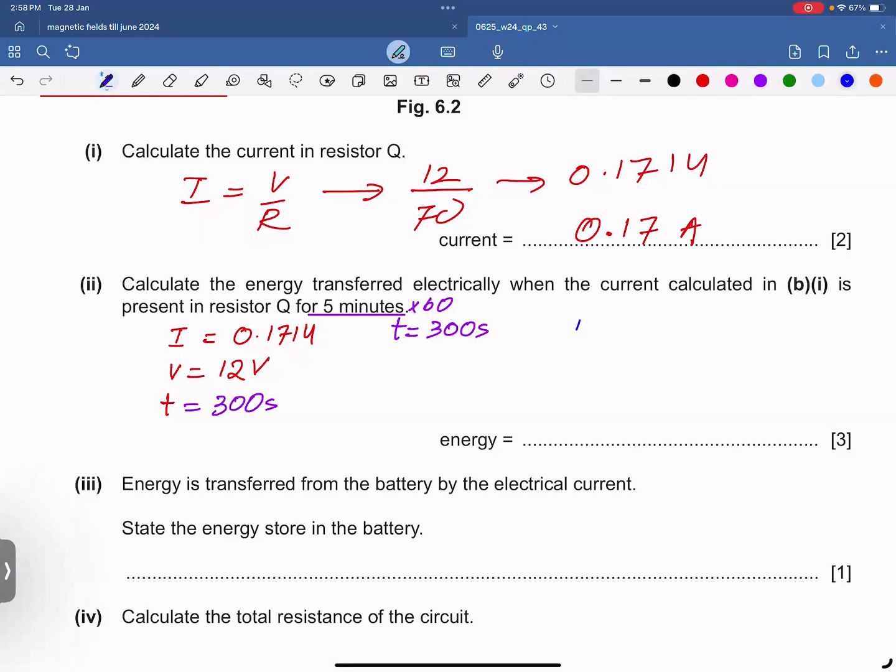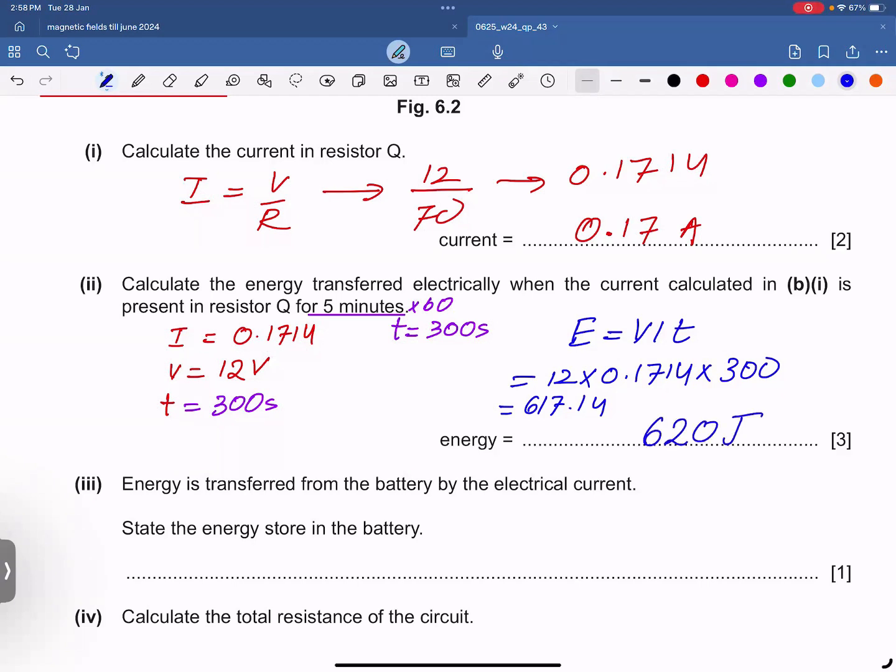The electrical energy formula, students, you know it is VIT. Voltage is 12, I is 0.1714, and time is 300. So I will use the exact answer times 12 times 300. It's going to be 617.14. Again, you will round to two significant figures, which becomes 620 joules.